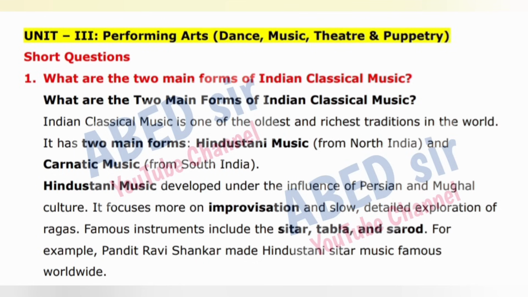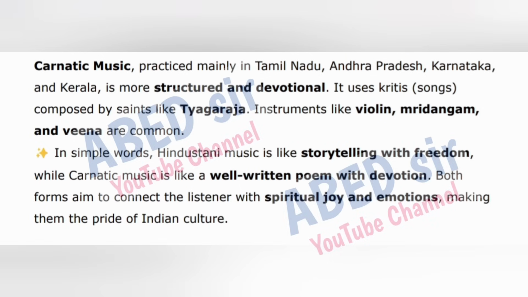Famous instruments include the sitar, tabla and sarod. For example, Pandit Ravi Shankar made Hindustani sitar music famous worldwide. Carnatic music, practiced mainly in Tamil Nadu, Andhra Pradesh, Karnataka and Kerala, is more structured and devotional. It uses kritis, songs, composed by saints like Tyagaraja. Instruments like violin, mridangam and veena are common.